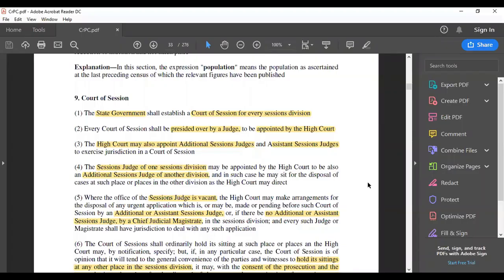In today's video, we'll discuss Court of Session. That is, it is the highest rung in the entire division. That is head of the division, Sessions division. That is the Court of Session. It is presided by Sessions Judge. We'll understand in detail the provisions relating to Court of Session.